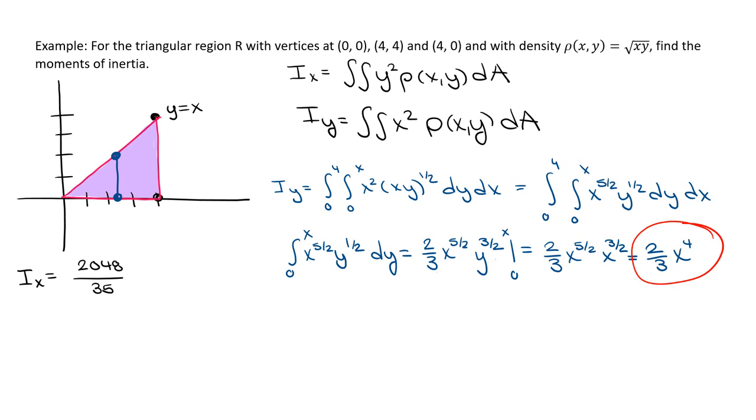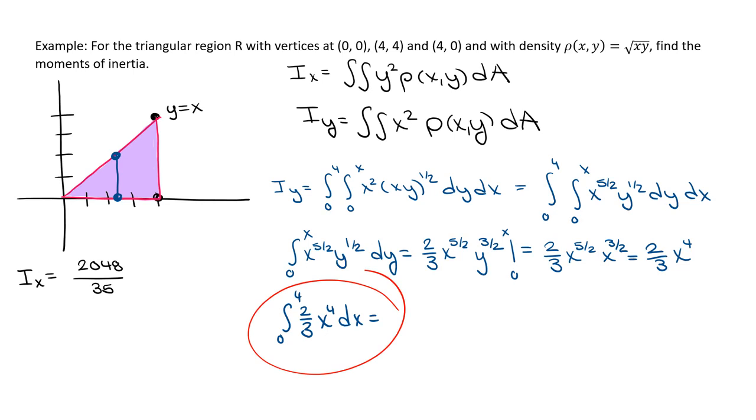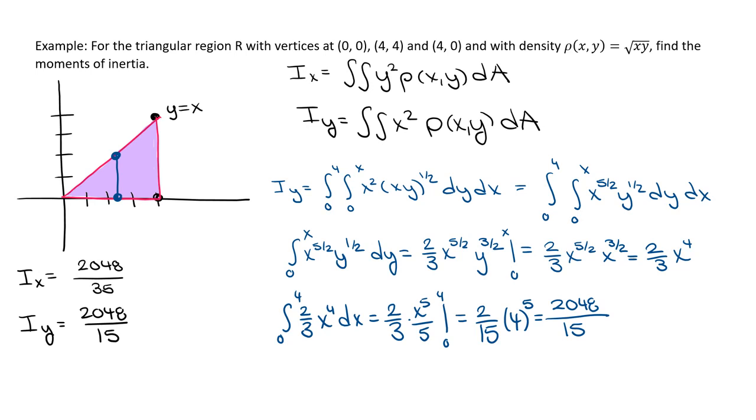And then to finish, we're going to integrate the 2/3 x to the 4th with respect to x. So 2/3 x to the 5th over 5. Plug in the bounds of integration. Plug in 4, plug in 0, subtract them. I got 20/48 over 15. So there's my moment of inertia with respect to the y-axis.